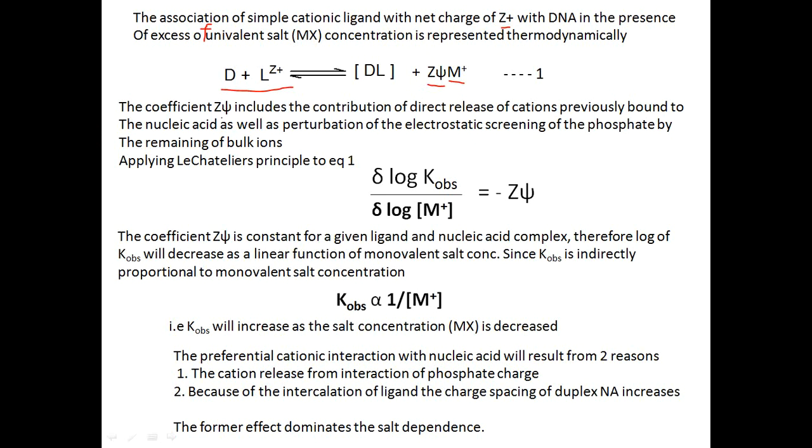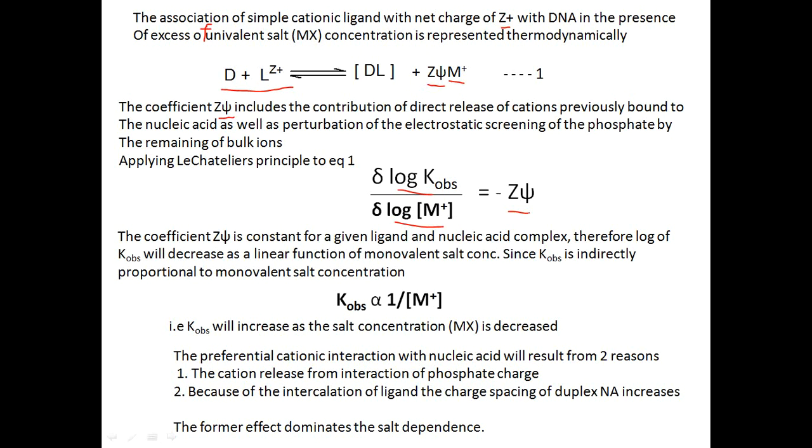That is this constant coefficient what you have, it's a constant kind of thing. It depends upon the cations released from the bound nucleic acid, as well as the electrostatic screening that has been removed from the phosphate group, right? So based upon Le Chatelier's principle, if you take the log of K absorb by log of the concentration of metal cation, the salt concentration, that gives a constant that is minus Z psi. So the coefficient Z psi is constant for a given ligand.